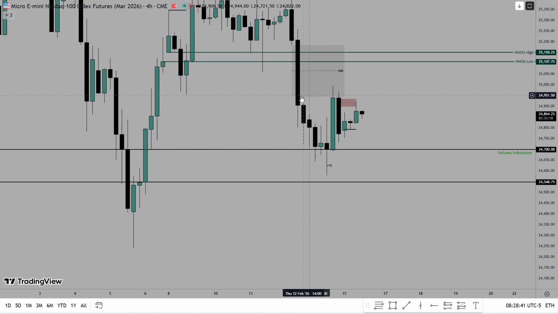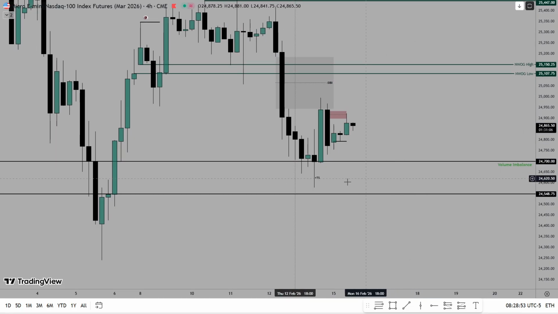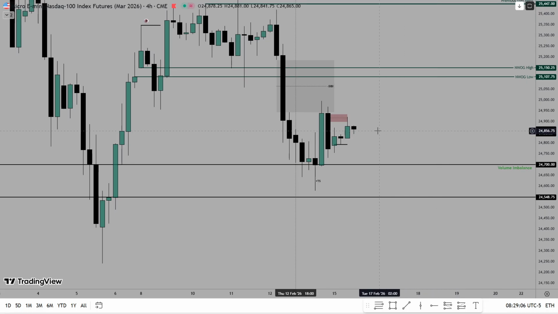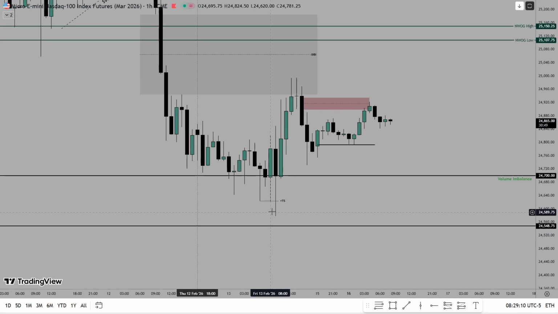This was my draw for Friday because the price showed that it didn't want to go lower before taking this liquidity. It was also respecting this volume imbalance on the 4 hour time frame, as well as the lower time frame. So it was clear that price wants buy side liquidity.